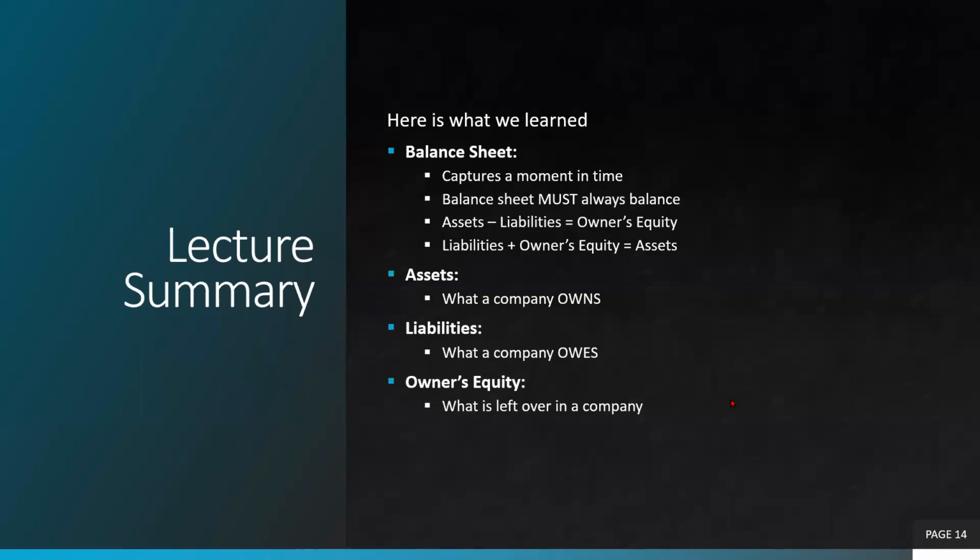So here's what we've learned in this lecture. The balance sheet captures a moment in time. The balance sheet must always balance. Assets minus liabilities equals owner's equity, or liabilities plus owner's equity equals assets. Assets are what a company owns. Liability is what a company owes, and owner's equity is what is left over in a company, and the company can decide what they want to do with what is left over: reinvest, pay out dividends, so forth and so on.